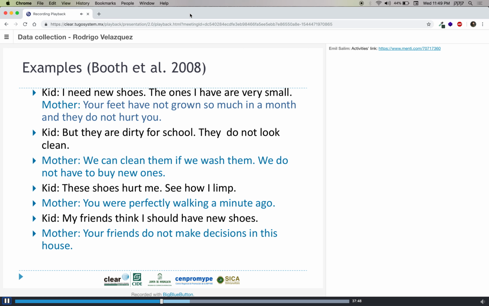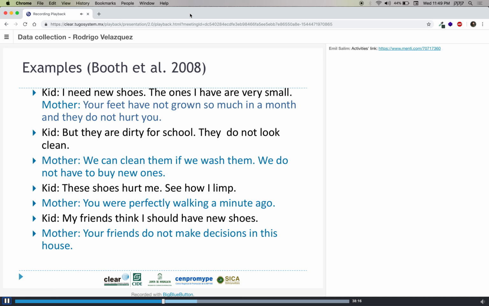And then he says, okay, but they are dirty for school. They do not look clean. So again, in this case, he's providing evidence because he wants to achieve an objective. So he's providing evidence to achieve his objective. He says, okay, they are dirty. They do not look clean. And in this case, the mother says, okay, we can clean them if we wash them.